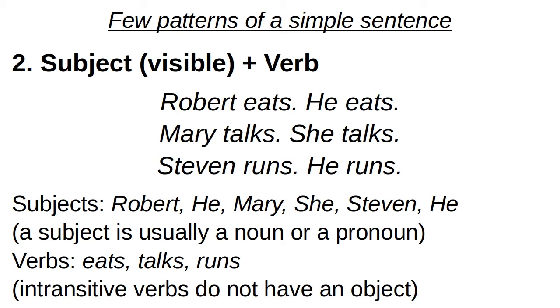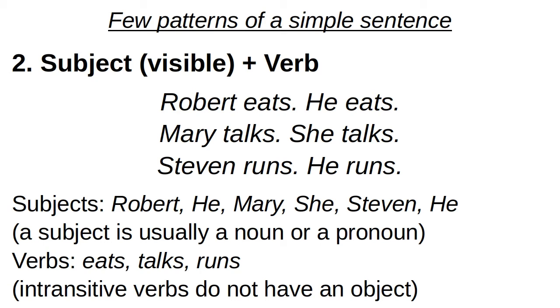The second pattern is where the subject is visible and we have a verb. For example, Mary talks. Who talks? Mary. Mary is talking. So Mary, the subject is visible. Mary talks. The subject can be a noun or a pronoun. Here, Mary is a proper noun. We can replace it with the pronoun. She talks. She is a pronoun. Similarly, we can say Robert eats, he eats, Stephen runs, he runs.